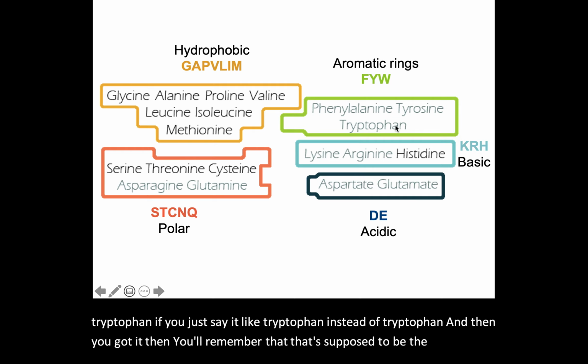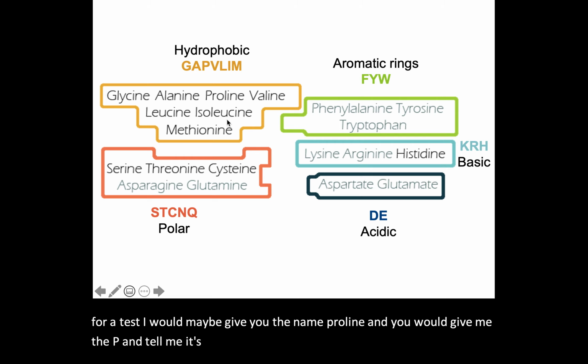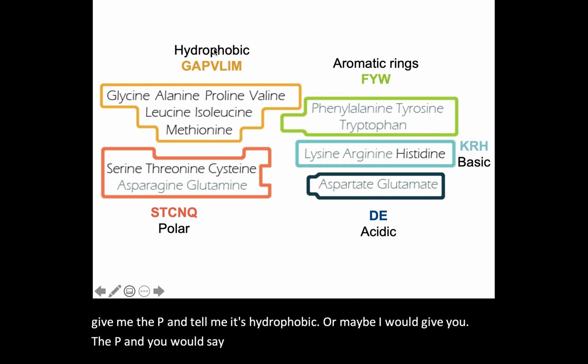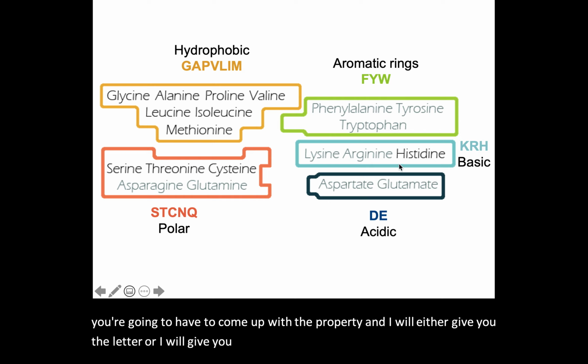So for a test, I would maybe give you the name proline, and you would give me the P and tell me it's hydrophobic. Or maybe I would give you the P, and you would say, P is for proline, which is hydrophobic. So you're going to have to come up with the property, and I will either give you the letter or I will give you the word.